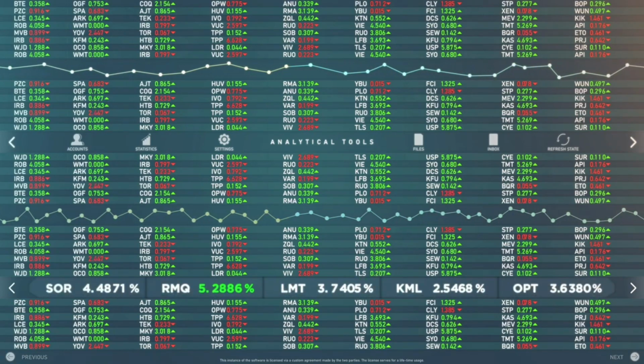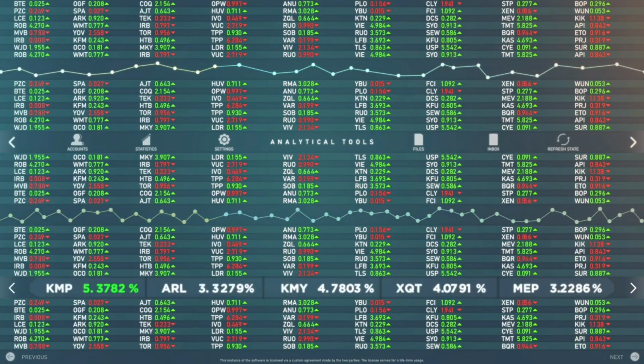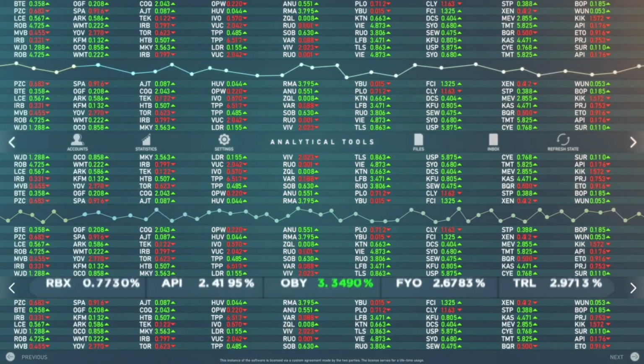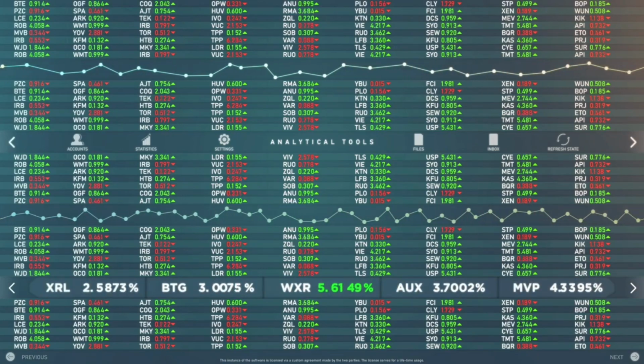Principle number 6: when a particular time frame doesn't make sense, move to the next higher time frame for the big picture, or to a lower time frame for the microstructure of the move.